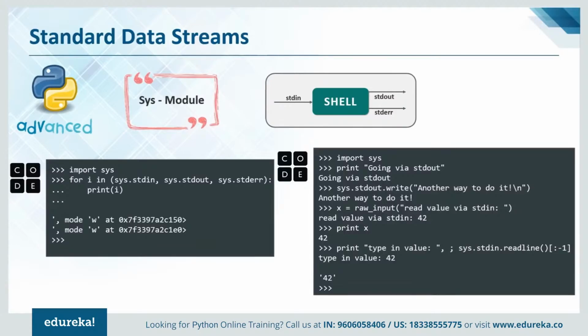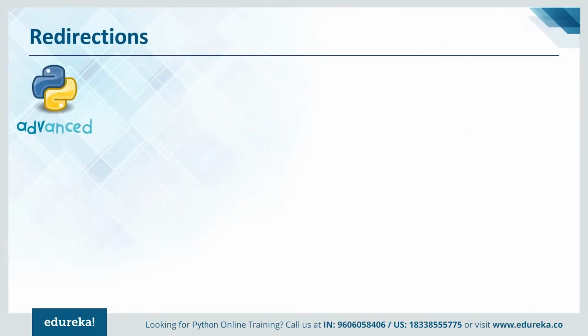Again, the value read is 42. As soon as we print, x becomes 42. X is printed. Next, type in the value. We're actually going to type in a value where we're using stdin.readline to get the input. So type in value. As soon as it says 42, 42 is printed. Instead of 42, I could have put Anirudh. I could have put Edureka or anything else as well. And that's the same message that would be printed. Pretty simple, right? So next up, we have something called redirections.